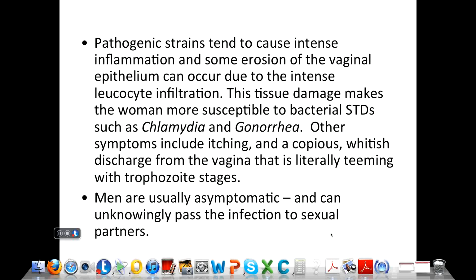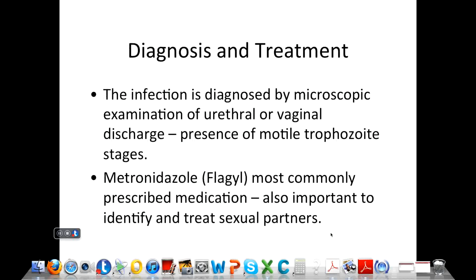Once again, not 100% of the time, but most of the time, men do not show clinical symptoms and yet are very infectious. The infection, as I indicated, is diagnosed by microscopic examination of either urethral or vaginal discharge, and the obvious presence of these moving trophozoite stages. Metronidazole, once again Flagyl, is most commonly used, and obviously it's really important to the epidemiology of this disease to identify and treat any sexual partners.